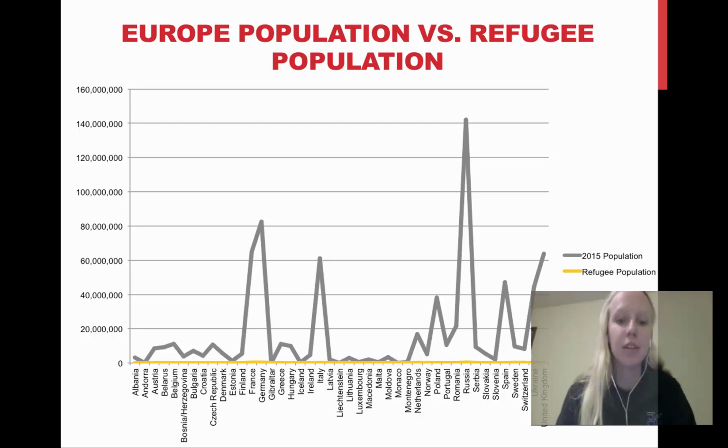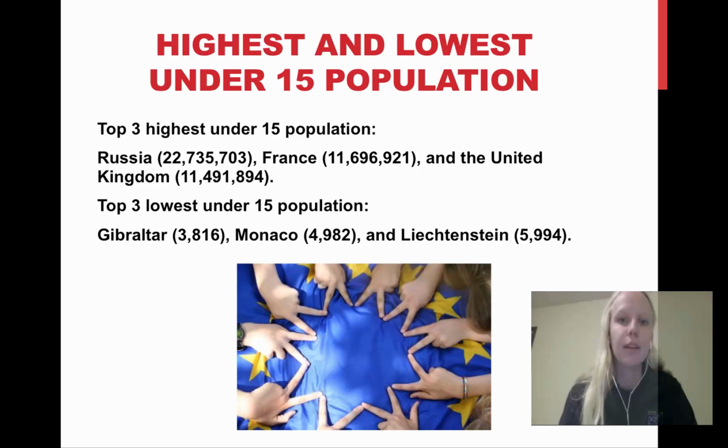Here is a line graph that shows the data in actual comparison, broken down by country along the horizontal axis and the number of people along the vertical axis. I thought it was important to highlight the highest and lowest under 15 population in each country of Europe. So the top 3 highest under 15 population and the top 3 lowest under 15 population are listed on the slide.